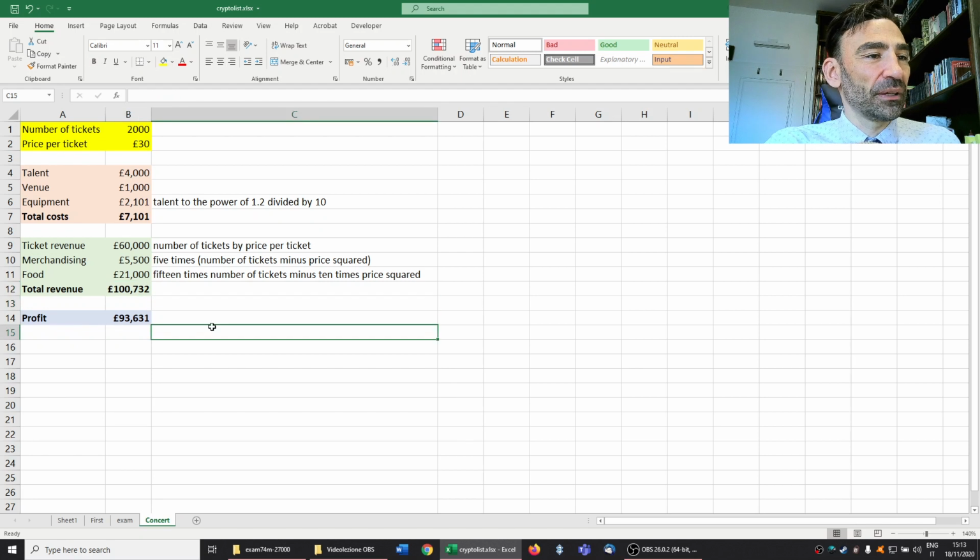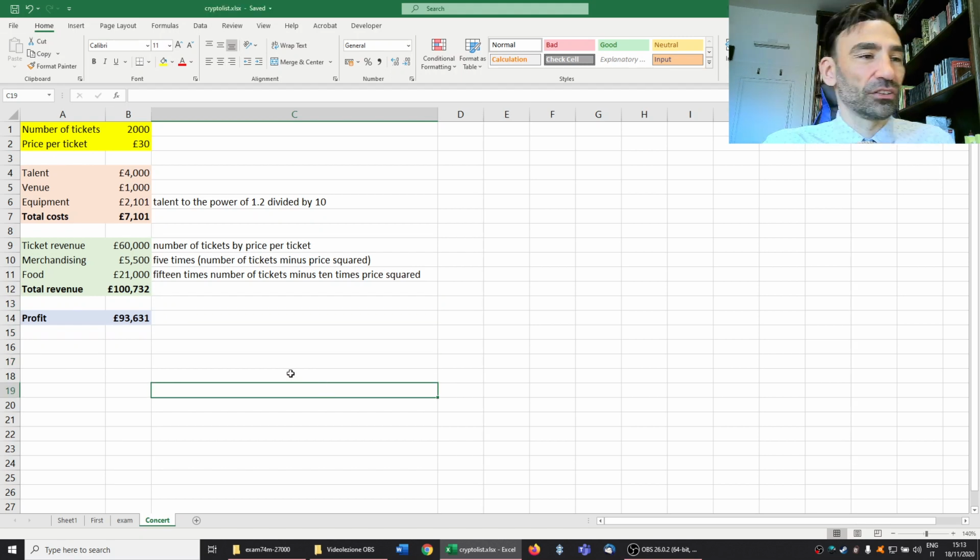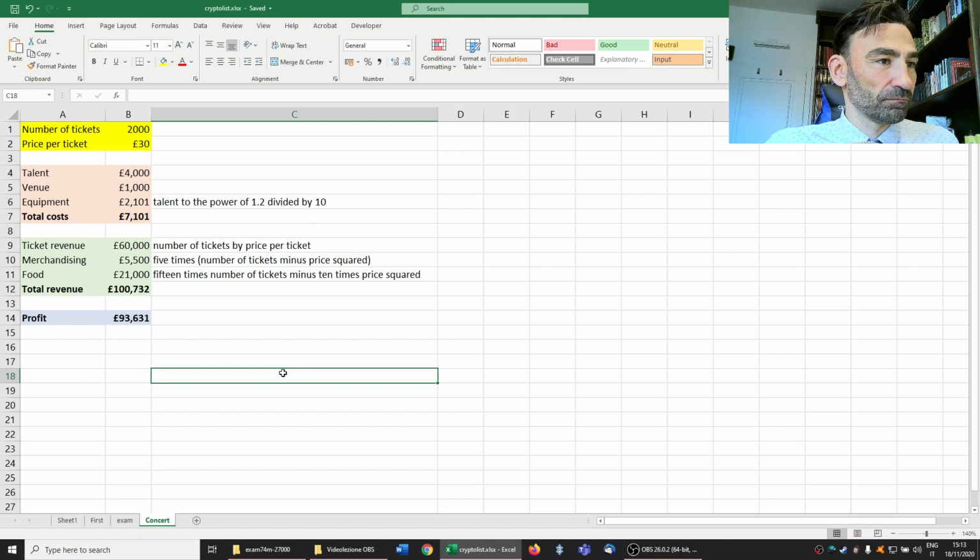Perhaps it's not a bad idea if I also put this one in the text, so you will get it. Let me screenshot it. Screenshotted. Now, done. Save. Set up a scenario manager with number of tickets and price per ticket as variables and profit as result.